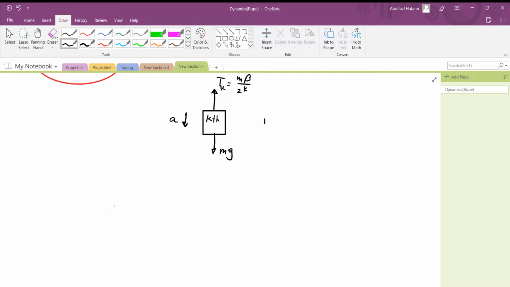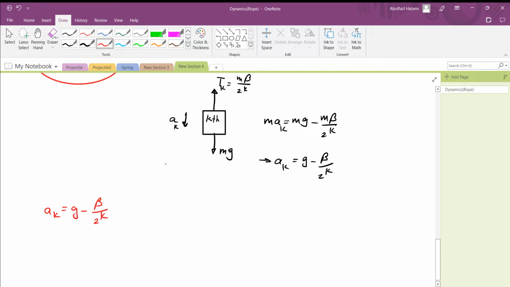So I can write m a is equal to m times g, which is positive because it is downward, minus m beta divided by 2 to power k. And from here, sorry, it is ak, and from here I can extract that ak is equal to, we can eliminate m from both sides, g minus beta divided by 2 to power k. It's part B of the question: ak is equal to g minus beta divided by 2 to power k.